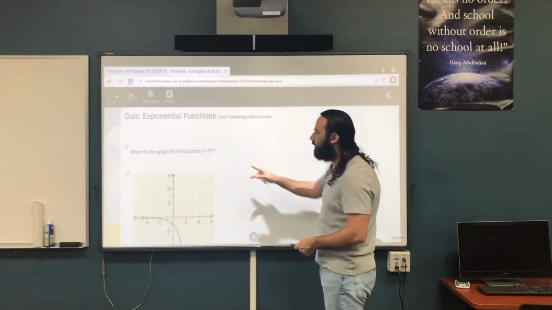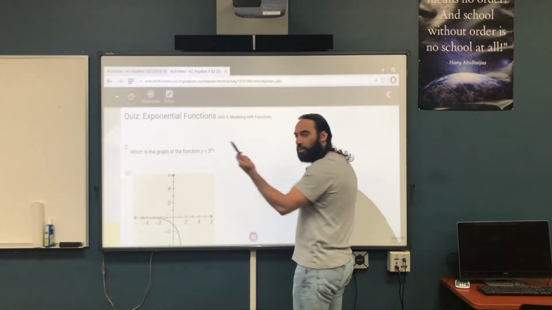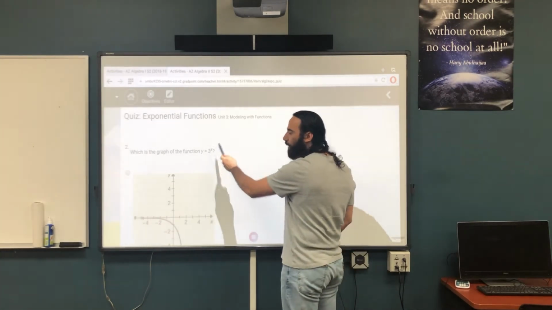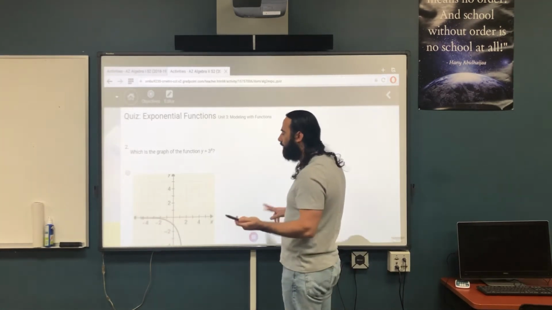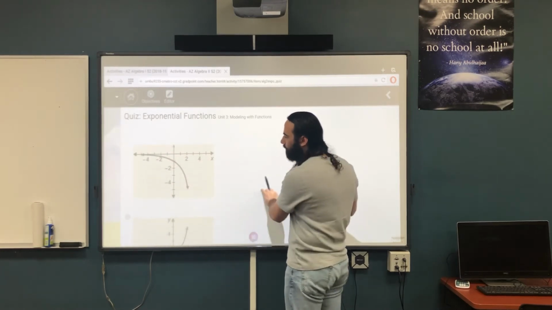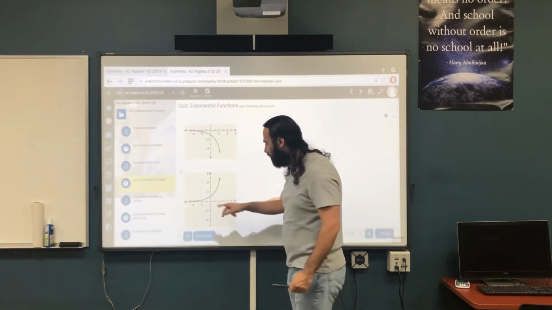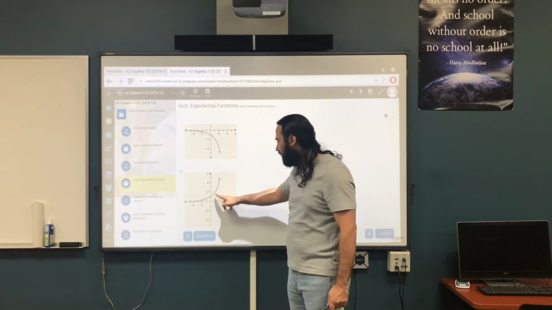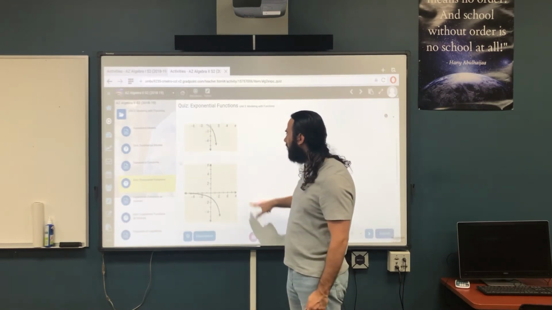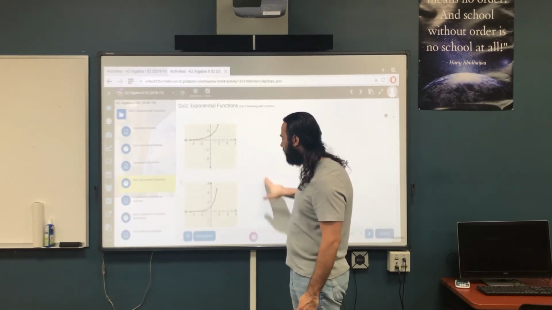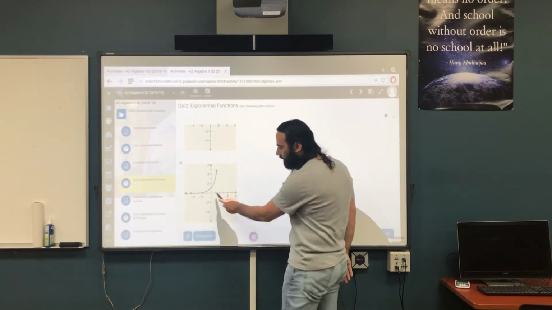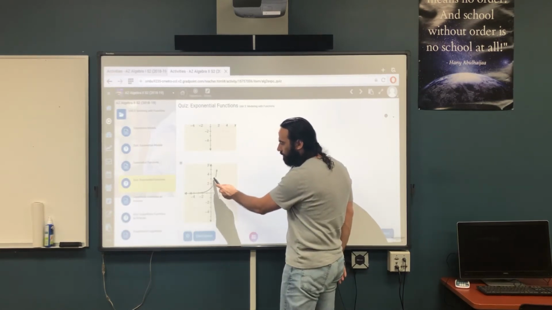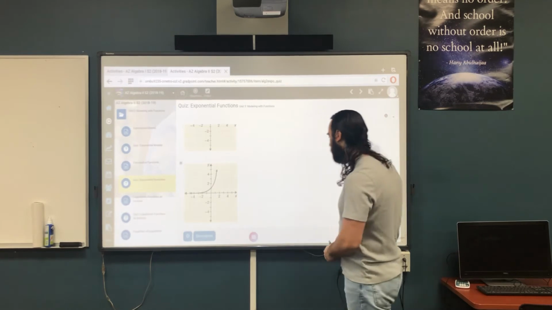You need to plug in the number here. Of course, we need to plug in 1. 3 to the power of 1 is how much? 3. So the graph with the answer of 3 is the answer. So this one is 1, this one is 2, and this one is 3. So this is the answer. As you can see, at 1, if you go straight up, it comes to 3.